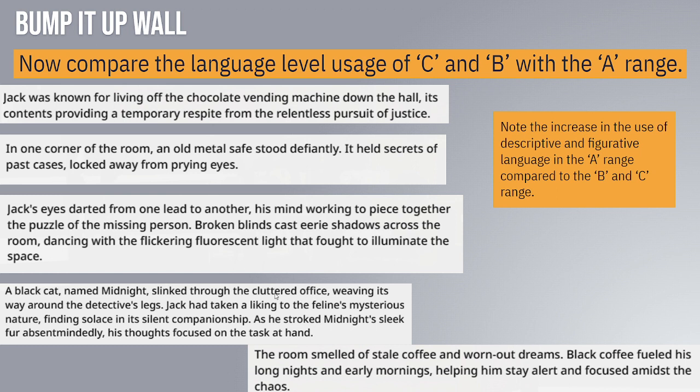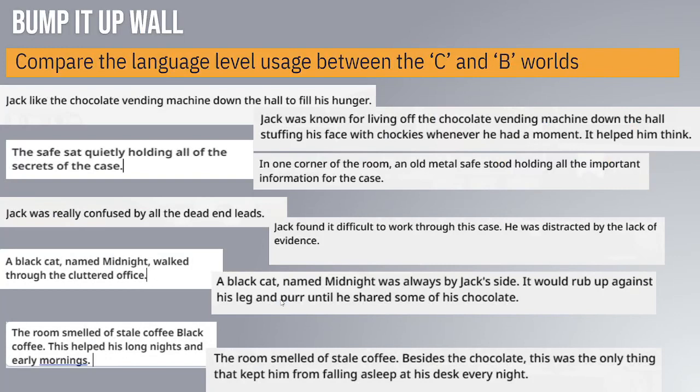And I'll just give one more example, the cat, which is quite a pivotal element of the narrative. So in the C range: a black cat named Midnight walked through the cluttered office. And then we have the more precise description here: a black cat named Midnight was always by Jack's side. It would rub up against his leg and purr until he shared some of his chocolate. So this one helps to build a bit of a relationship between the character and his sidekick.